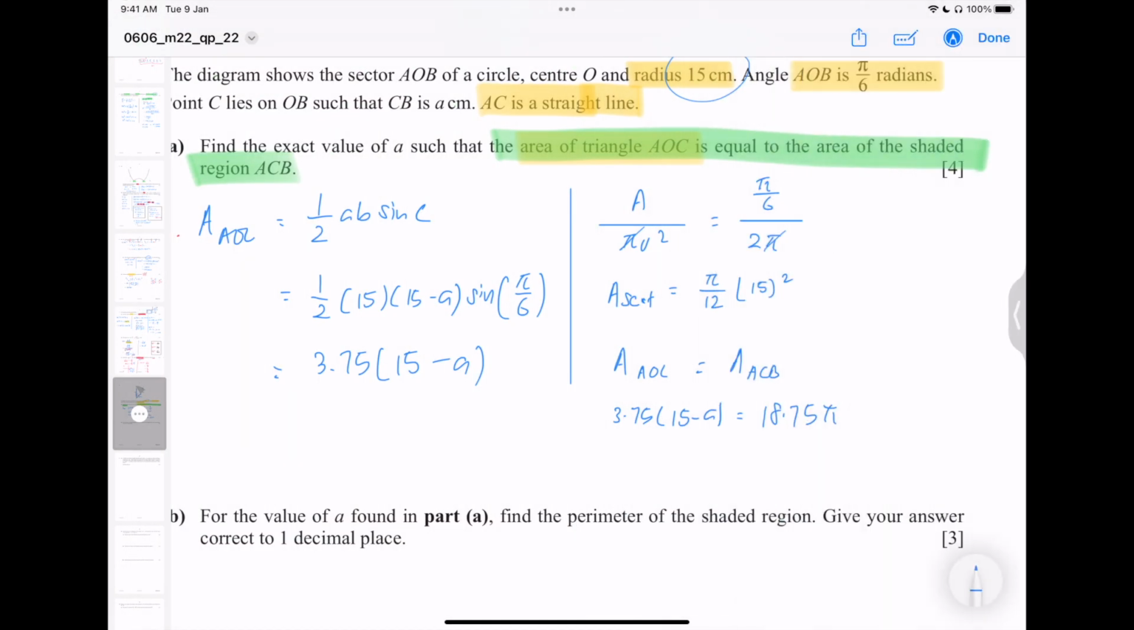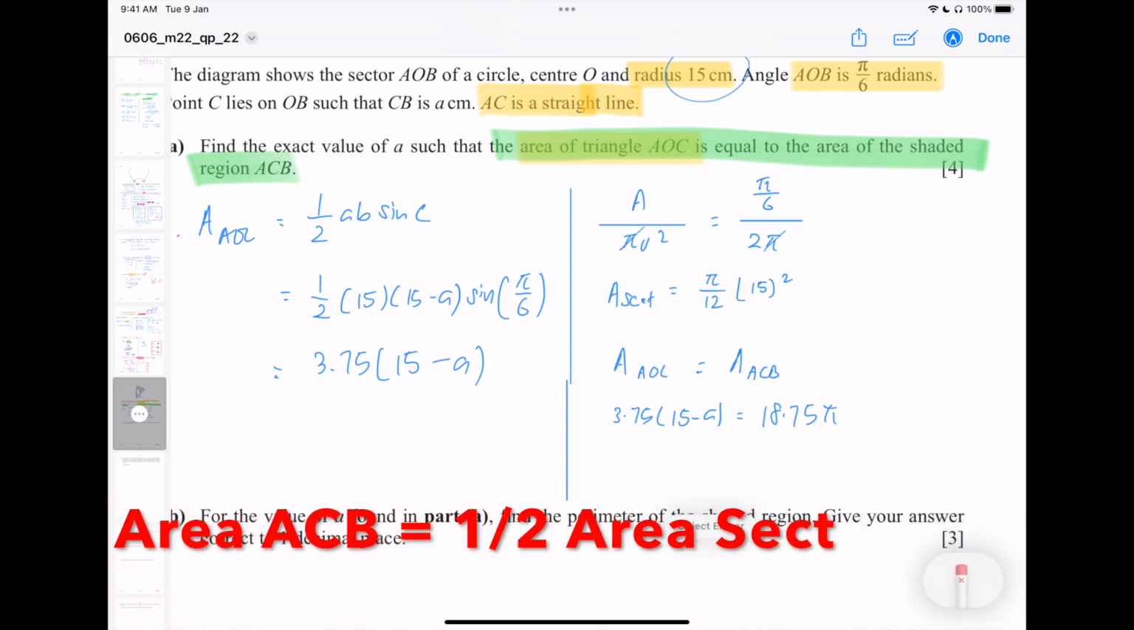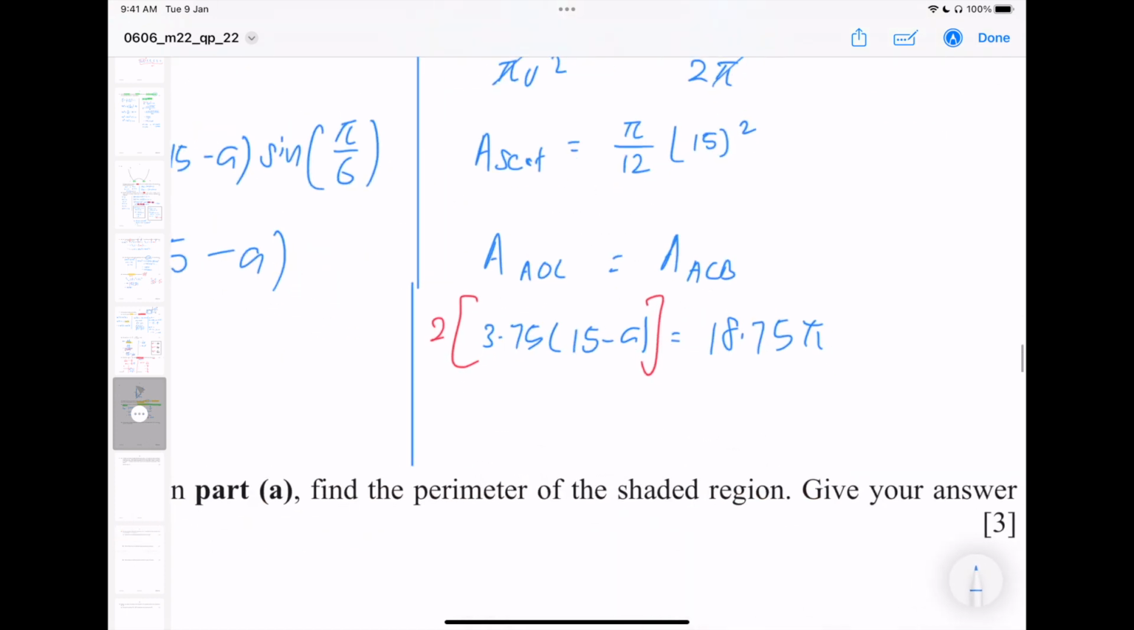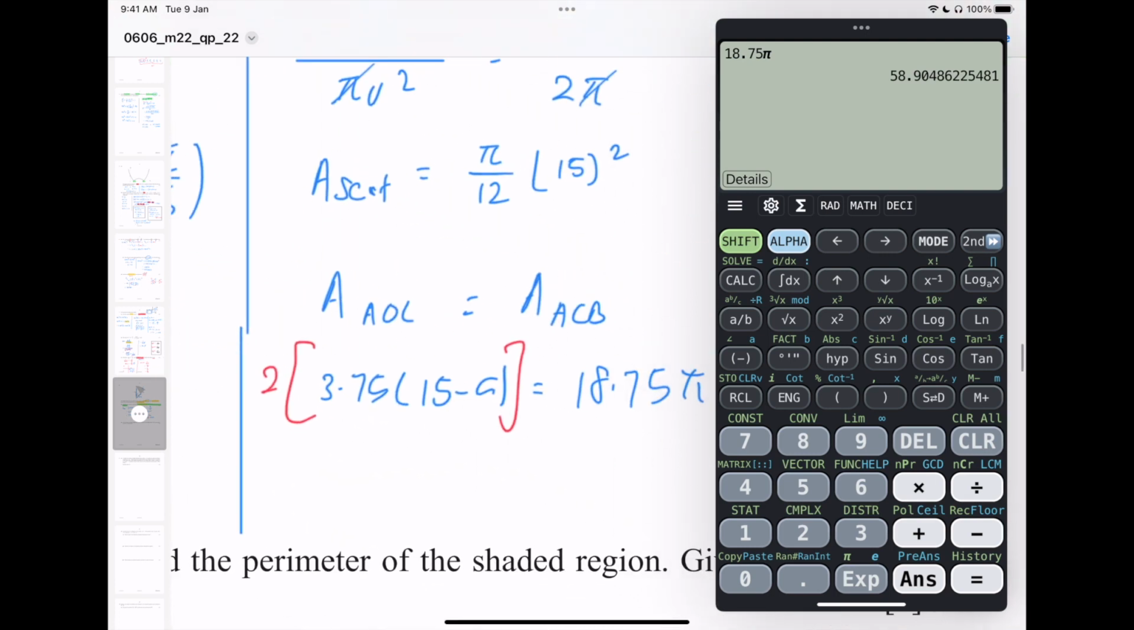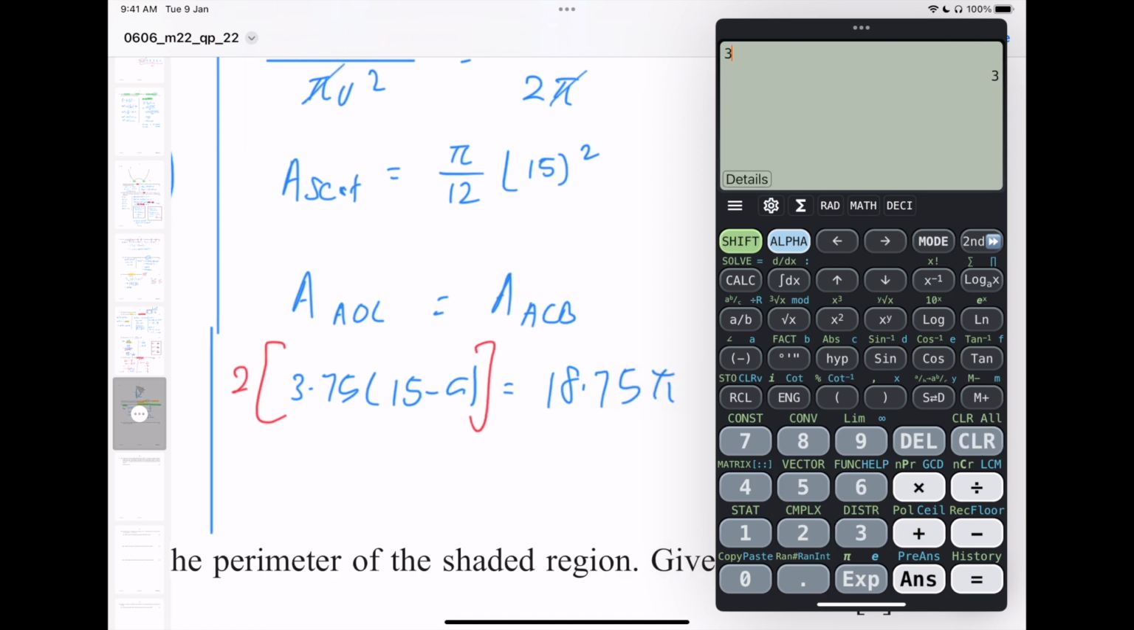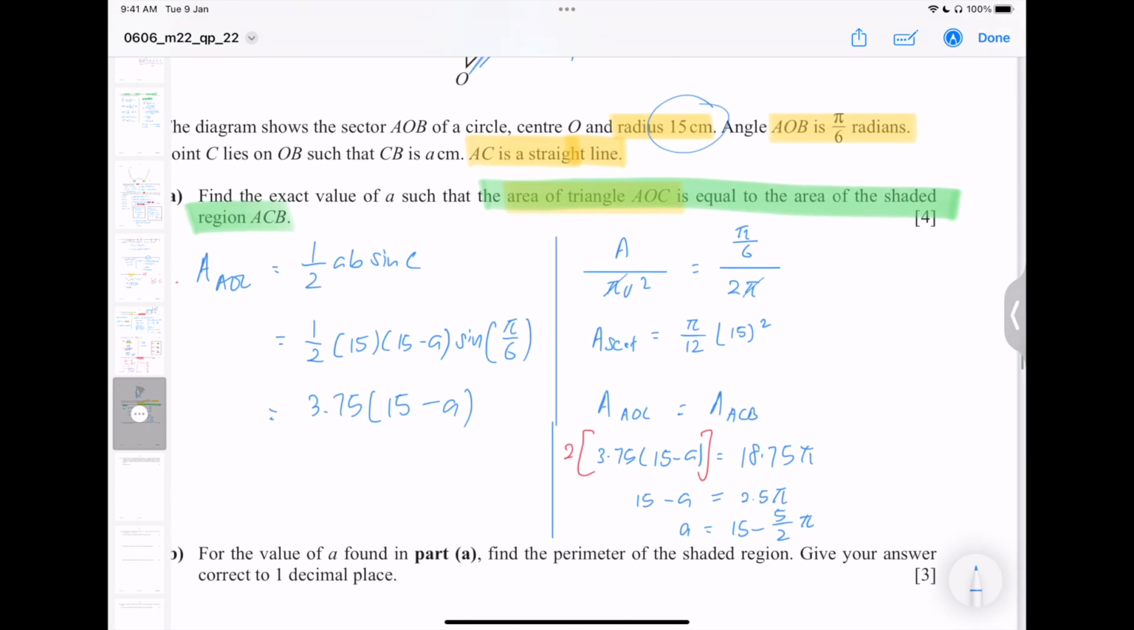I feel like something is missing. Oh, they're not equal. You got to times 2 on AOC. Okay, don't forget, you got to times 2 on AOC. Should be it. Okay, let's see what we get. 18.75 pi. Hold on, let's check. 3.75 times 2, okay, so 18.75 divided by that answer is 2.5. Alright, so I'll have 2.5 pi, and that should equal 15 minus A. A equals 15 minus, I'll write it as a fraction, 5 over 2 pi. Alright, that should be A.